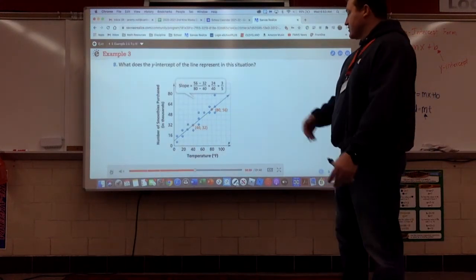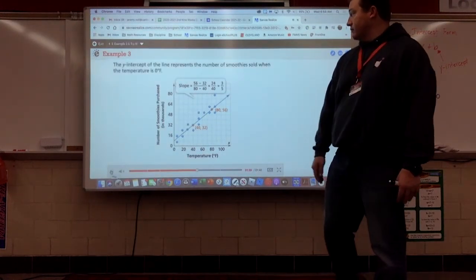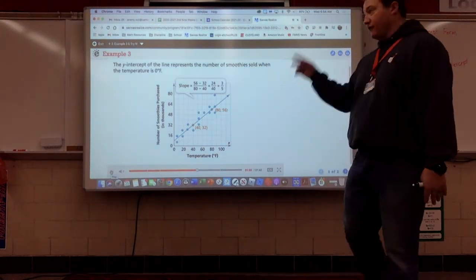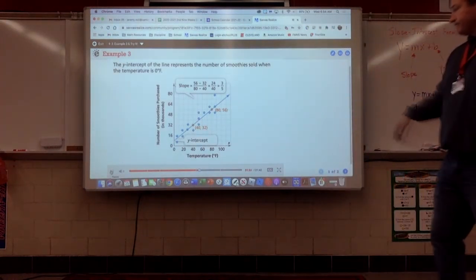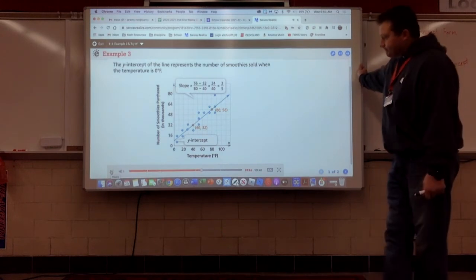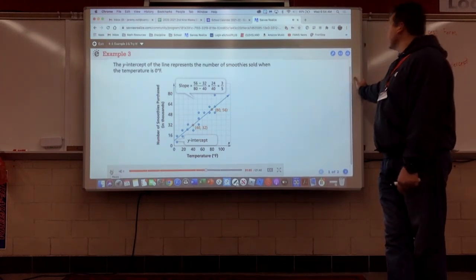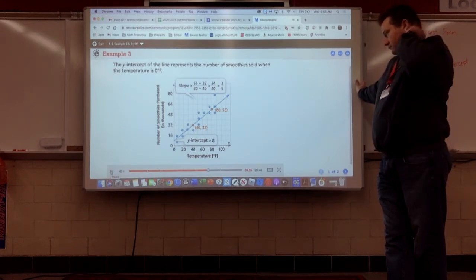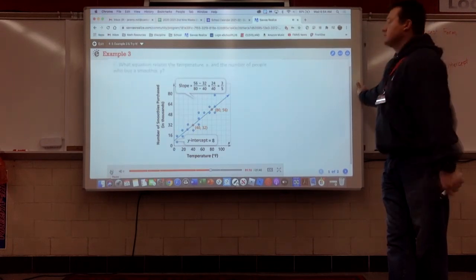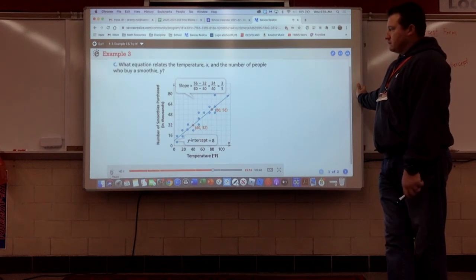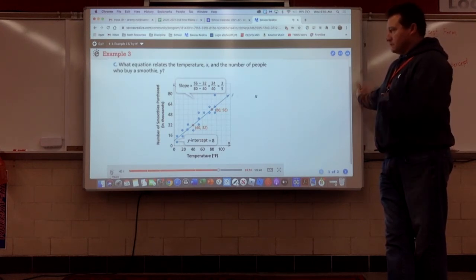Okay? So now we're going to have a trend line equation, hopefully, to do some more fun stuff with. The y-intercept of the line represents the number of smoothies sold when the temperature is 0 degrees Fahrenheit. That's right. The graph shows that the y-intercept is equal to 8. Part C. What equation relates the temperature, x, and the number of people who buy a smoothie, y?